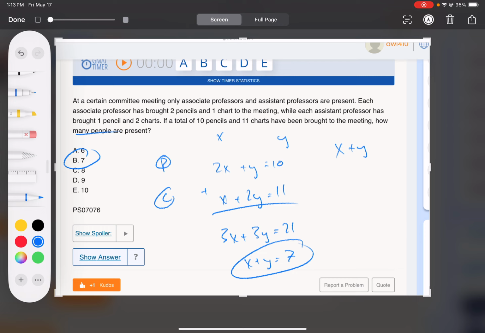Okay, yeah, the trick is to set this up in terms of pencils and charts separately, with X and Y being the number of associates and assistants. Okay?